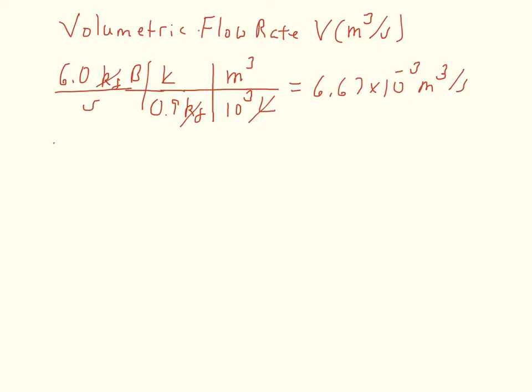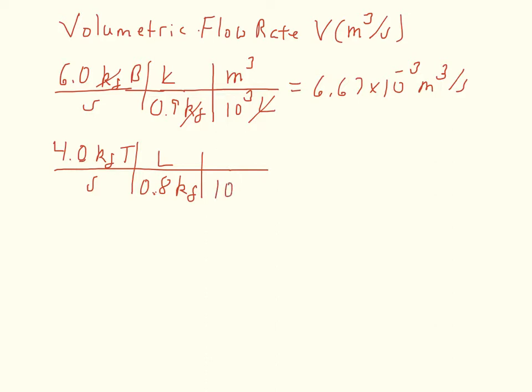We had 4 kilograms of toluene per second. And its density was given as 0.8 kilograms per liter. And we convert the liters to cubic meters. And we get 5.00 times 10 to the minus third cubic meters per second.